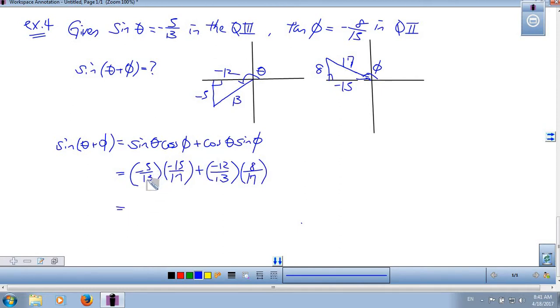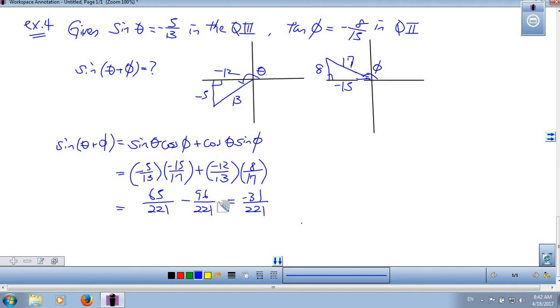Negative 5 times 15 is 75. Now we have 13 times 17, which is 221. Minus 12 times 8 is 96, and divide by 221. So we subtract the fractions, 75 minus 96, which gives us negative 21 divided by 221. I don't think we can reduce it anymore, so we'll leave the answer like that.